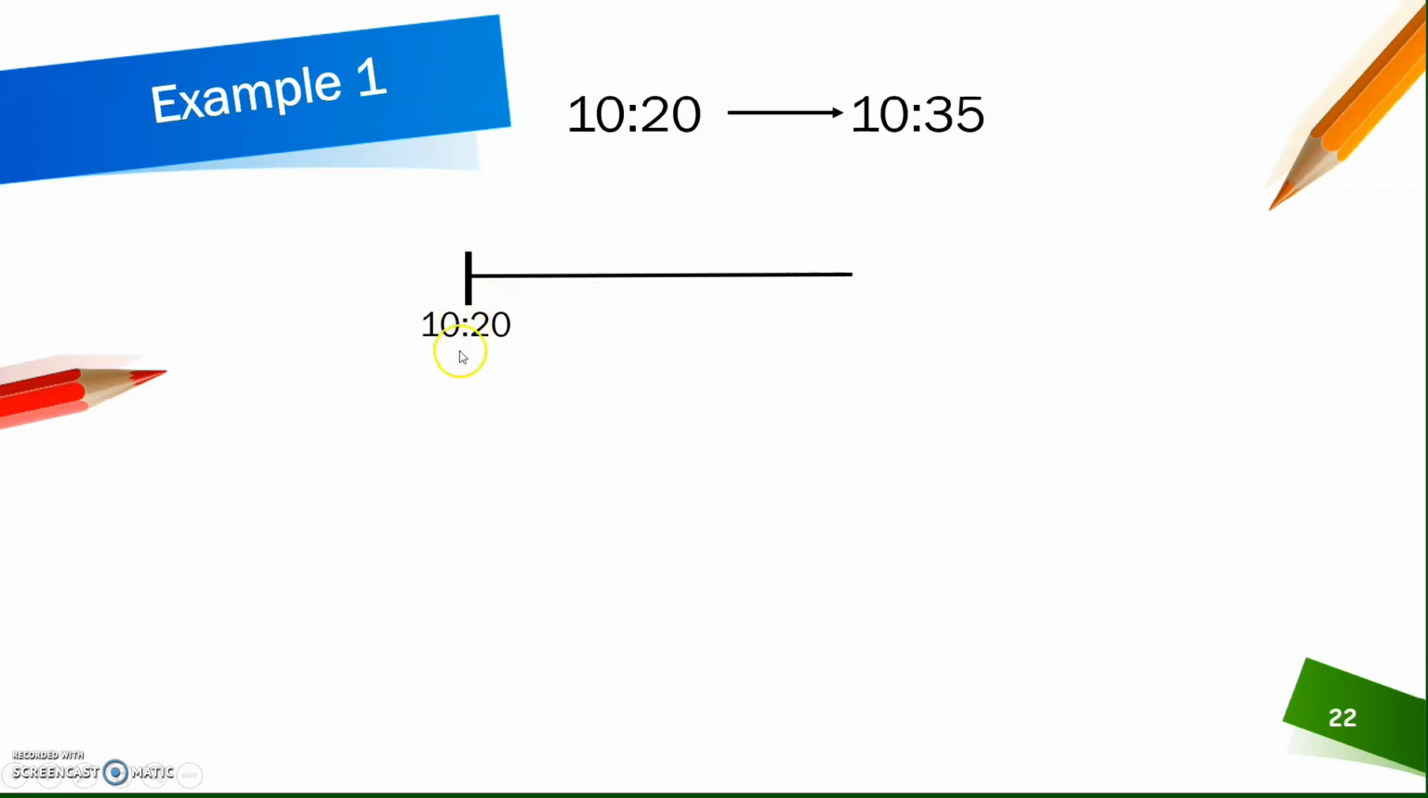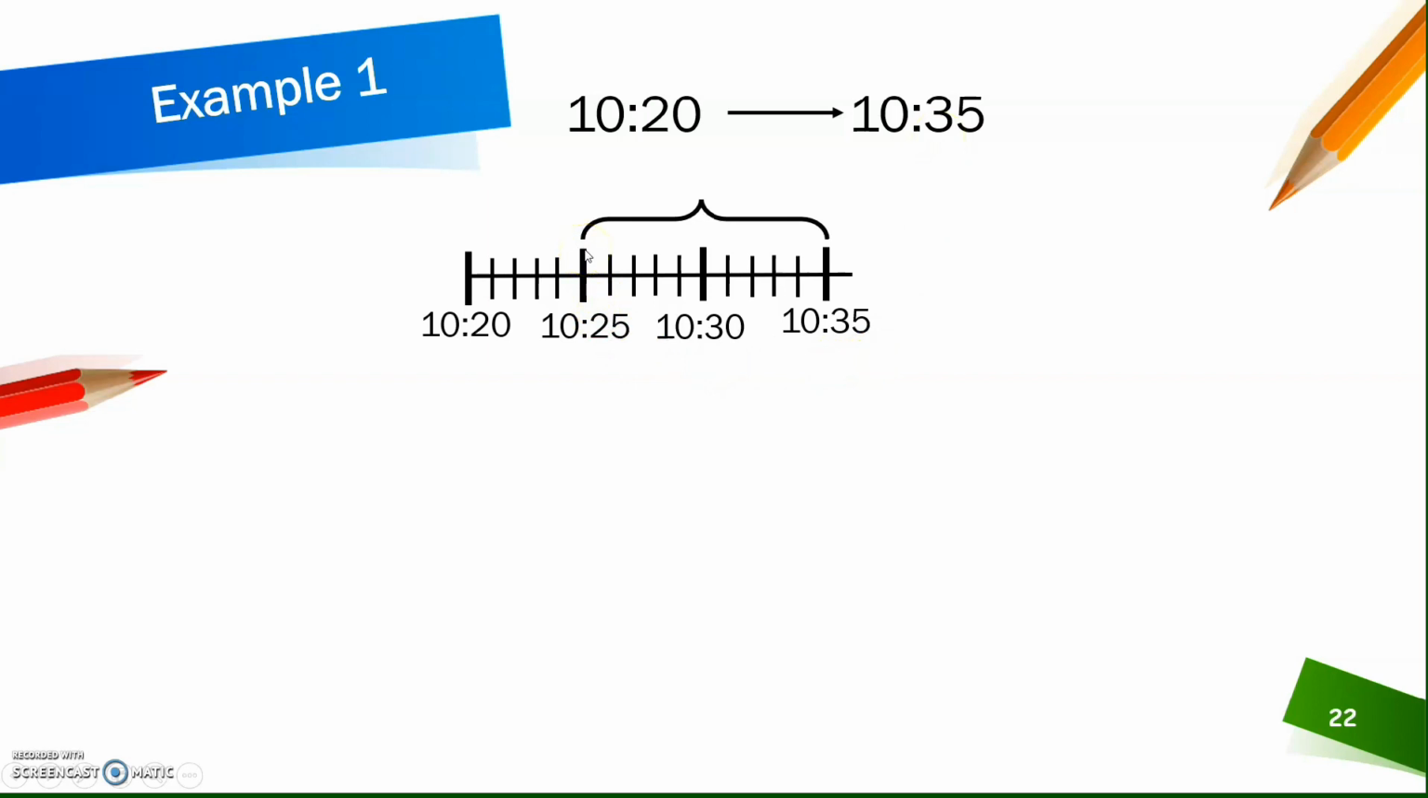So, dito tayo nag-start, 10:20. And then 10:21, 10:22, 10:23, 10:24, and 10:25. 10:26, 10:27, 10:28, 10:29, and then 10:30. 10:31, 10:32, 10:33, 10:34, and then 10:35, which is our end time. And then let's count. So dito tayo mag-start. Let's count by fives. So we have 5, 10, 15. So our elapsed time is 15 minutes.